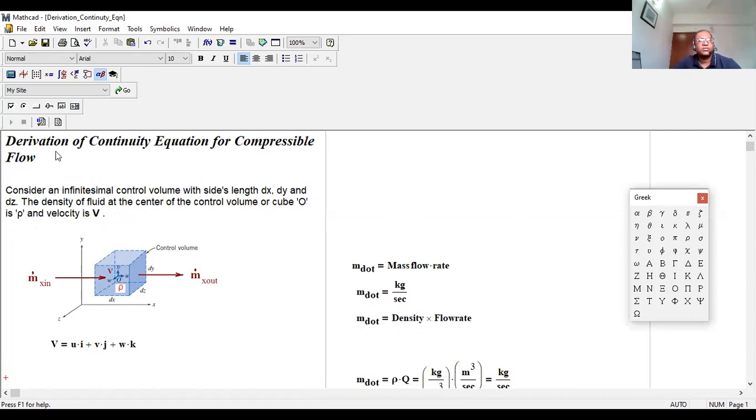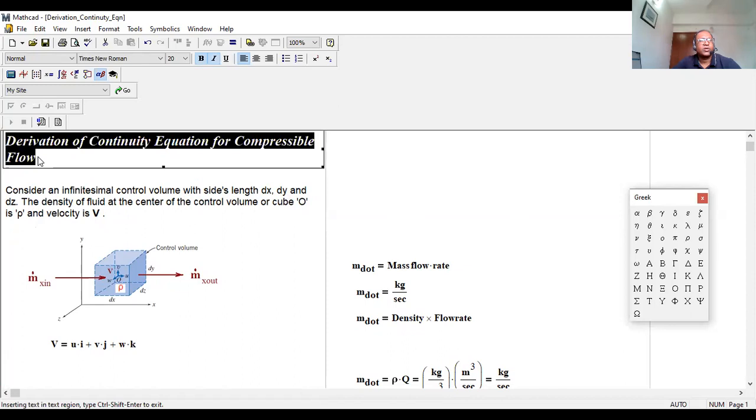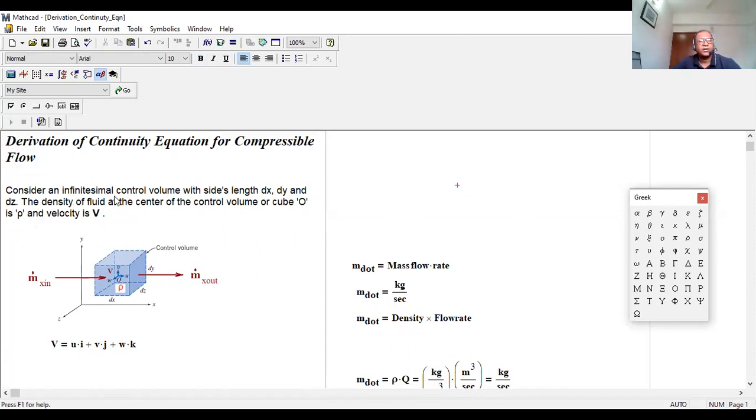Let's see the derivation of the continuity equation for compressible flow. Consider an infinitesimal control volume with side lengths dx, dy, dz. The density of the fluid at the center of the control volume, O, is rho, and the velocity of the fluid particle is the vector v. That's why I made it bold, okay? And this is the velocity vector.